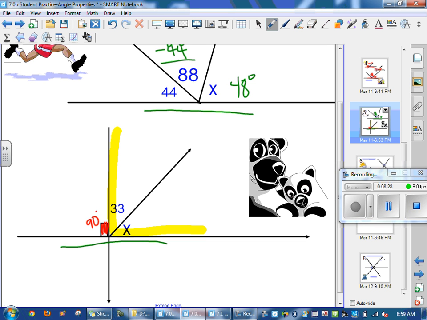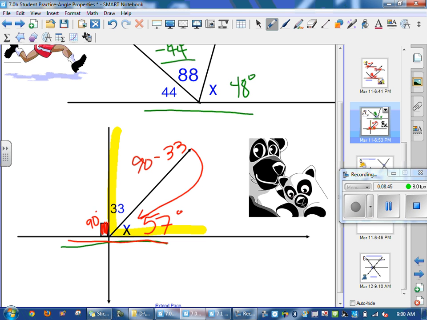Here's our straight line of 180. So this side here that I have colored in yellow is going to add to 90. So I'm going to take 90, subtract my 33, and that's going to give me X. So how big is X? 57. Good job. You guys are rocking this stuff.